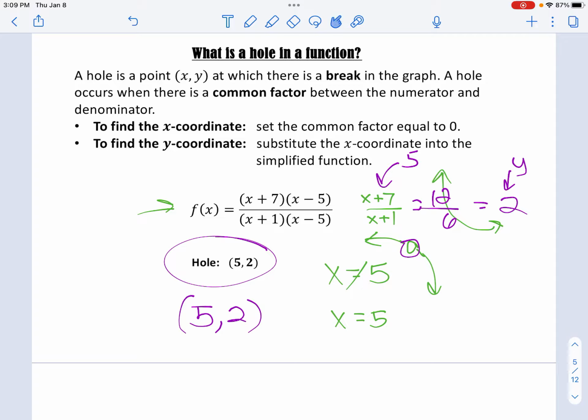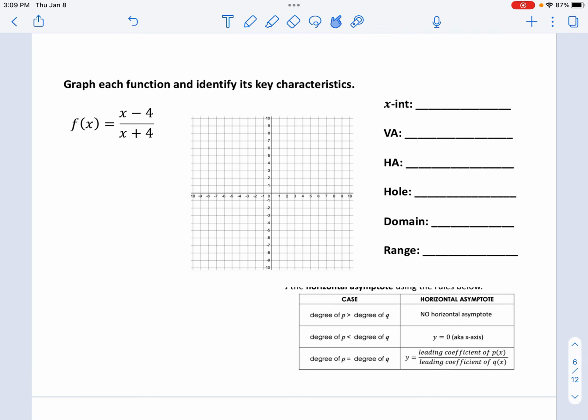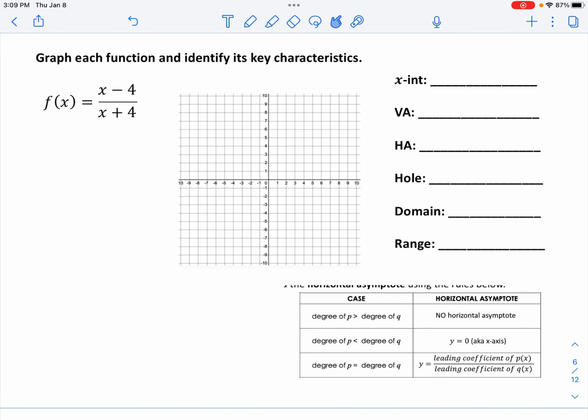We'll explain this a little bit better as we get into some of these other graphs, and we're going to practice this a number of times. Okay, so here's our first one. The first thing I want to do is simplify the function. That was step 1. Now this function right here is already simplified. There's no factoring I need to do. Okay, cool. So step 1 is done.